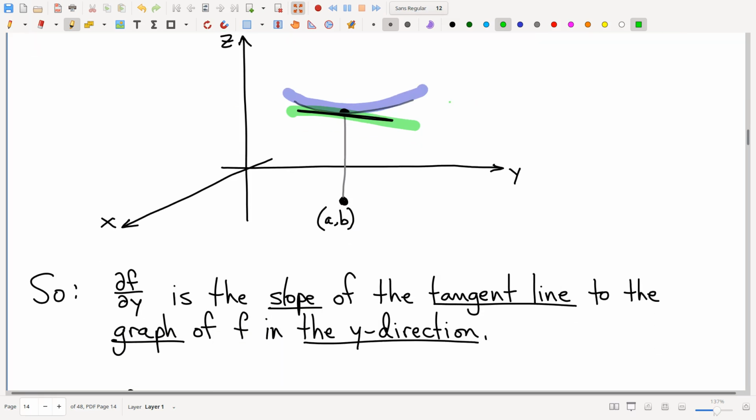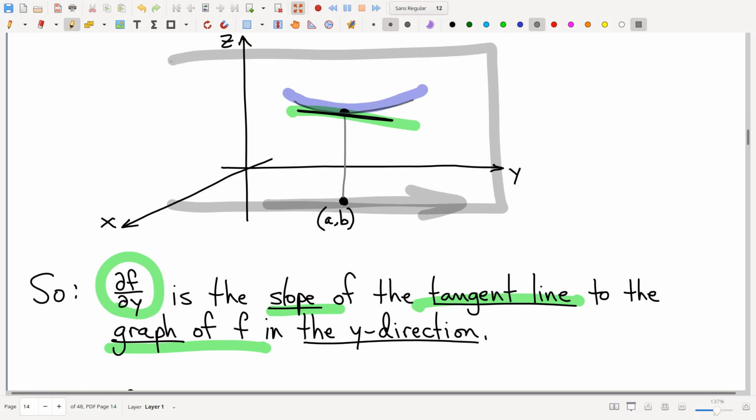Let me just do it like this. Here we go. So the partial with respect to y, it's the slope of the tangent line to the graph of the function, but specifically, of course, in the direction where x is held constant, namely in the y direction. Nice little pithy geometric description of how to interpret the partial derivative. Everybody on board?